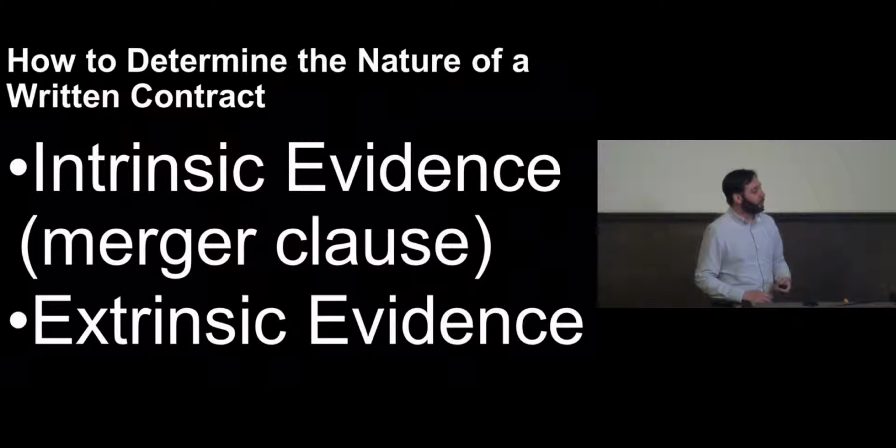And so how do we determine the nature of the contract? Well, the best evidence of the nature of the contract is, again, in the writing. And the writing may tell you that it is integrated. That's called a merger clause. It's also called an integration clause. A merger clause is intrinsic evidence because it's actually written in the contract.